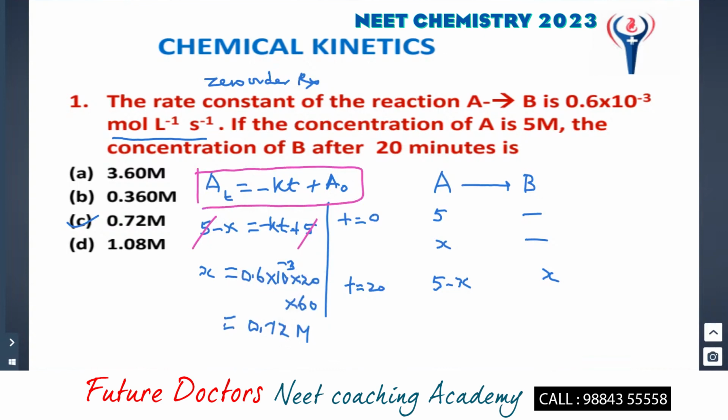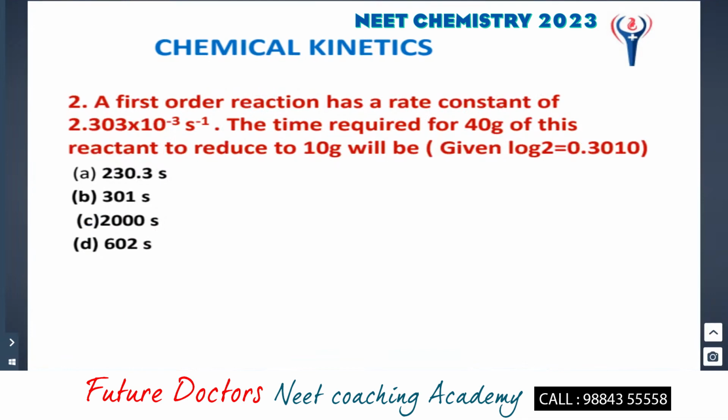Right. Understood? Okay. Next one. A first order reaction has a rate constant. So the rate constant is given, no? The first order reaction, rate constant K value is given. The time required for 40 gram of this reactant to reduce to 10 gram will be?